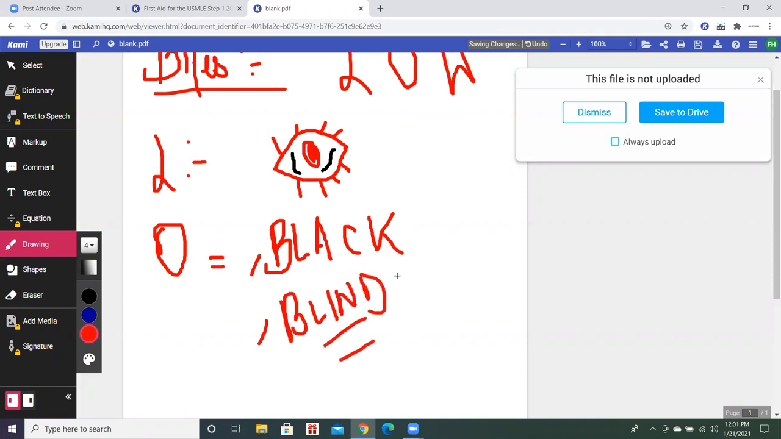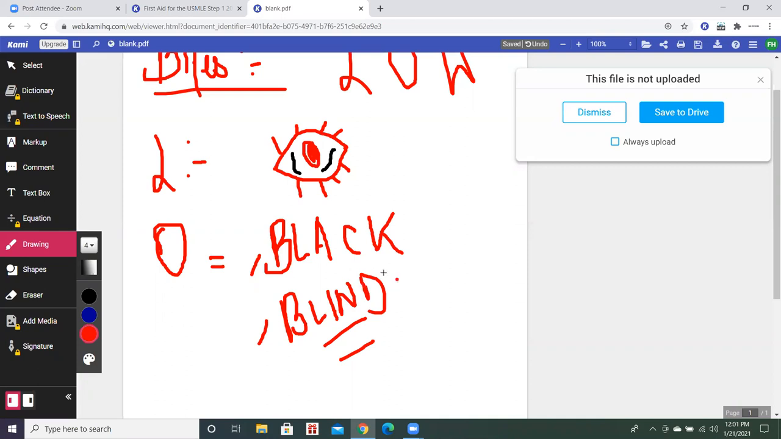Onchocerca volvulus is the only parasitic cause of blindness. I'm repeating it twice because it's high yield. Okay, this is known as river blindness.